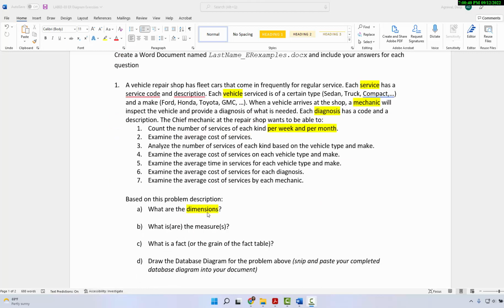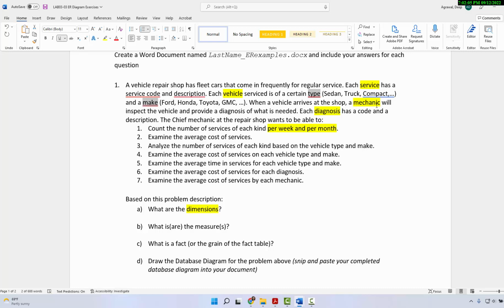So we had identified the different dimensions as vehicle, service, mechanic, diagnosis, and we said that since per week and per month we are talking about time, then time also needs to be one of the dimensions. Now let's talk about the attributes of these dimensions. So we identify service code and description as potential attributes of service. If we look at vehicle, then type of the vehicle and the make of the vehicle look like some attributes that we would like to capture for vehicle.